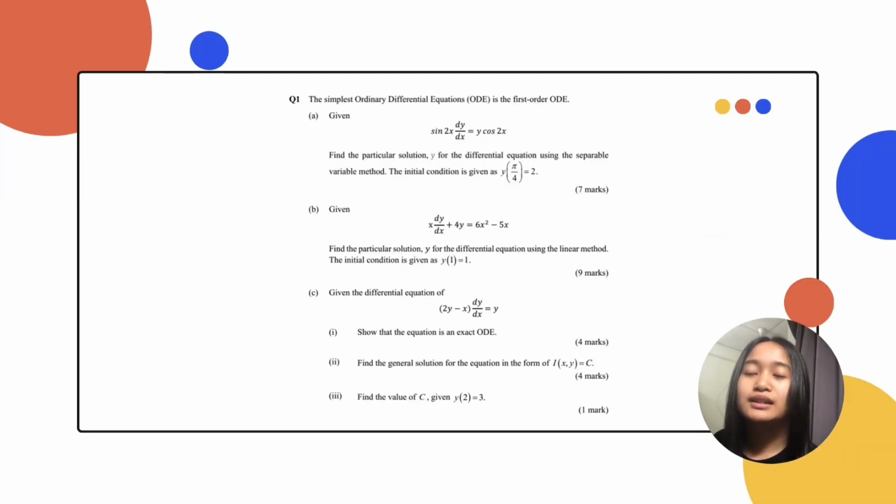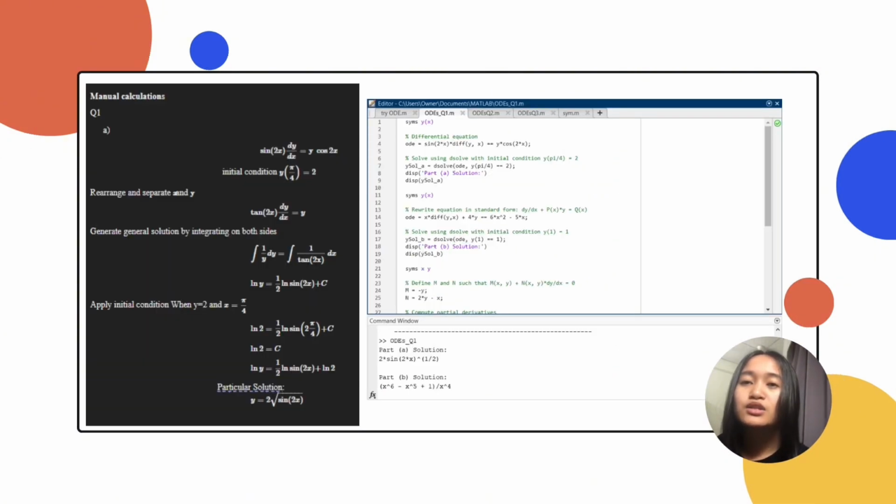For question 1, the step of calculation of ordinary differential equation is the first order. They have three parts. Part A is solving with initial condition. The question is solved manually using separation of variables, integration, and applying the initial condition where y(pi/4) equals 2. The simulation in MATLAB using the DSolve code obtains the solution directly, where the result of this part is y equals 2 sin 2x squared plus 1 over 2.